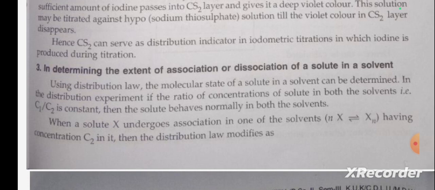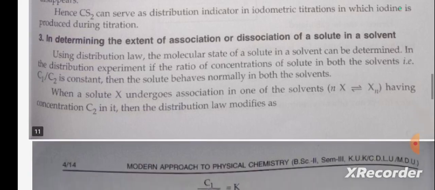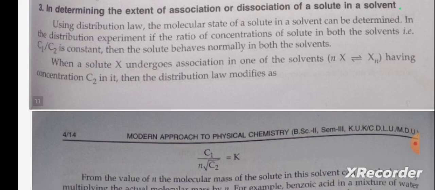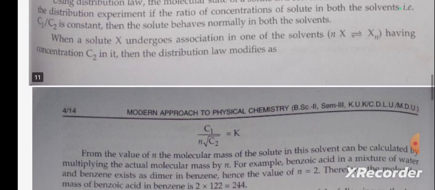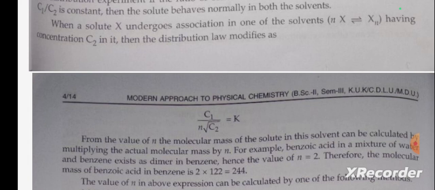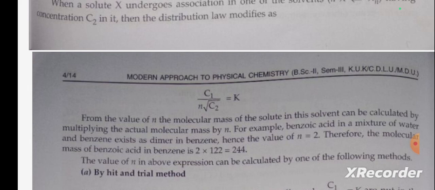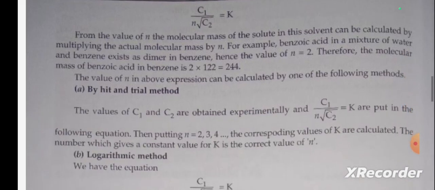In determining the extent of association or dissociation of a solute in a solvent, using the distribution law, the molecular state of a solute in a solvent can be determined. In the distribution experiment, if the ratio of concentration of solute in both the solvents, C1/C2, is constant, then the solute behaves normally in both the solvents. When a solute X undergoes association in one of the solvents and gives Xn, having n molecules in it, then the distribution law modifies to C1/(n-th root of C2) = K. From the value of n, the molecular mass of the solute in the solvent can be calculated by multiplying the actual molecular mass by n.